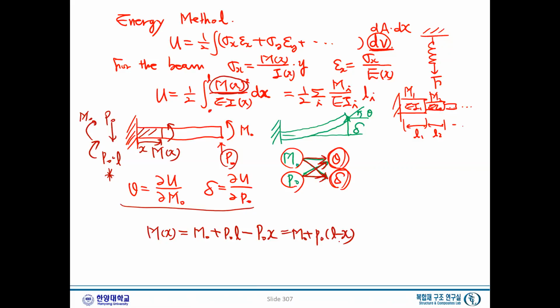Now we are ready to go ahead calculating this theta and delta, because we have all the information we need, mainly the moment as a function of x. So let's perform this derivative. Let's say we want to calculate the theta, the theta at the end. From these equations, theta, moment M0 and U, but to do so, it is convenient to use the chain rule.